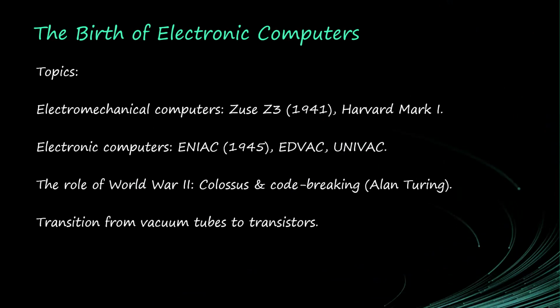We'll talk about the electromechanical computers, the Z3 and Harvard Mark One. We'll talk about the electronic computers, the ENIAC, EDVAC, and UNIVAC. We also talk about the role of World War II, because World War II really helped in making computer evolution faster, because the government invested money to fund the research. So World War II really helped in the growth of computers. Okay, so we'll talk about the transition from vacuum tubes to transistors.